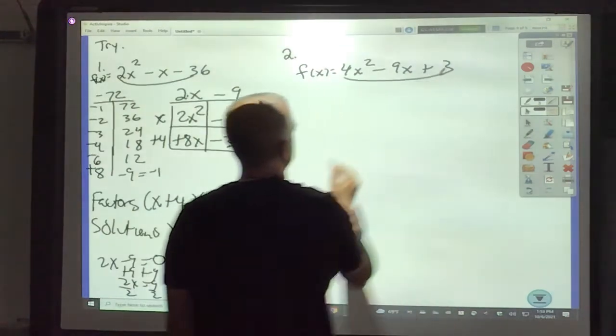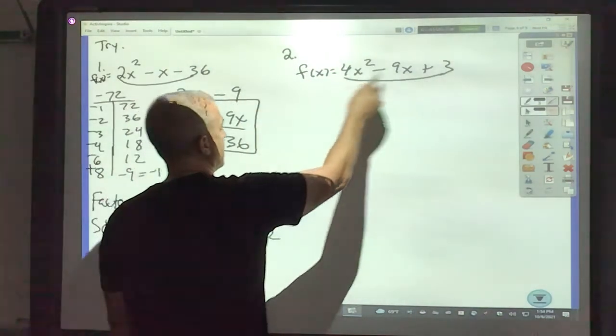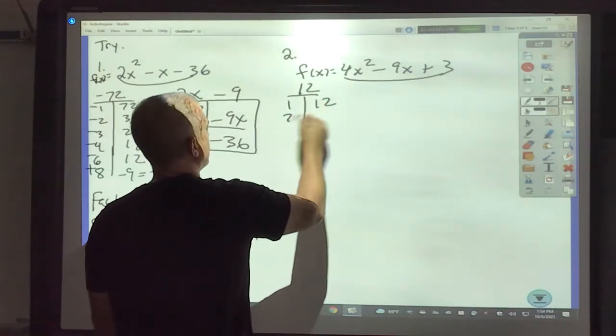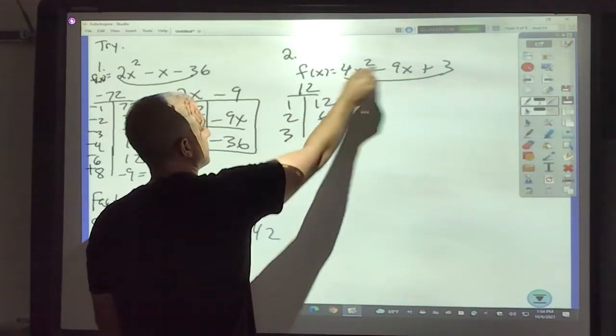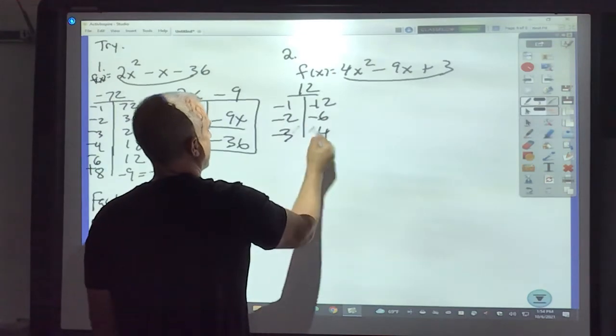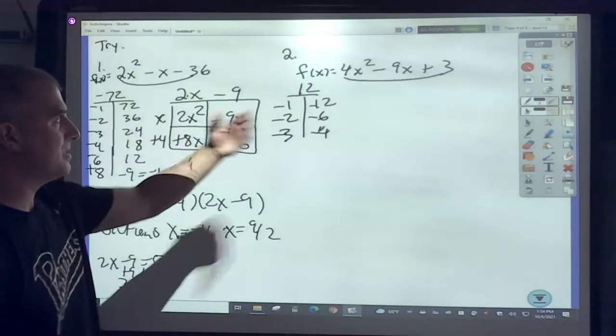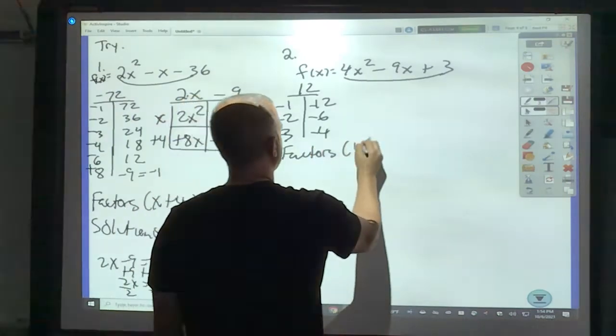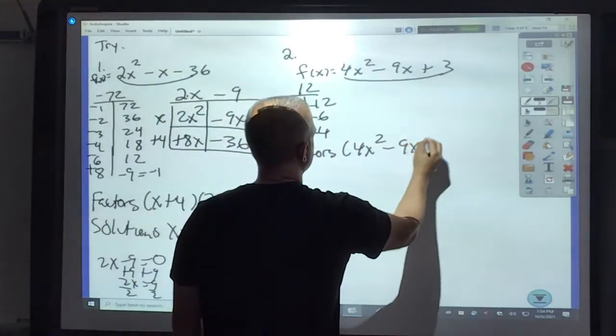Let's do this one. 4 times 3 would be 12. Factors of 12 are 1 and 12, 2 and 6, 3 and 4. Since it's positive, but that's negative, that's my only option. Do any of those add up to negative 9? They do not. So here are my factors. It's just the original polynomial.